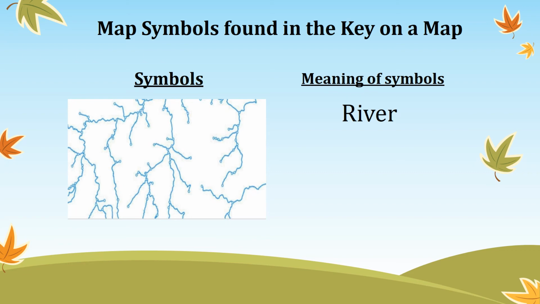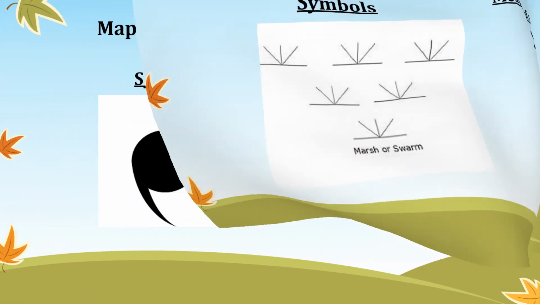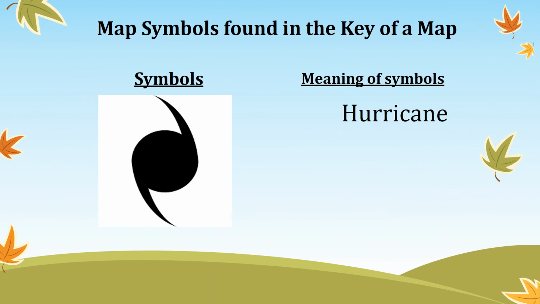Now, boys and girls, whenever you see this symbol on a map, it's indicative of river or rivers, right? This symbol indicates that. Now this symbol represents a marsh or a swamp. Whenever you find it on a map, it's indicating that that area has a marsh or a swamp. Now this symbol represents a hurricane.